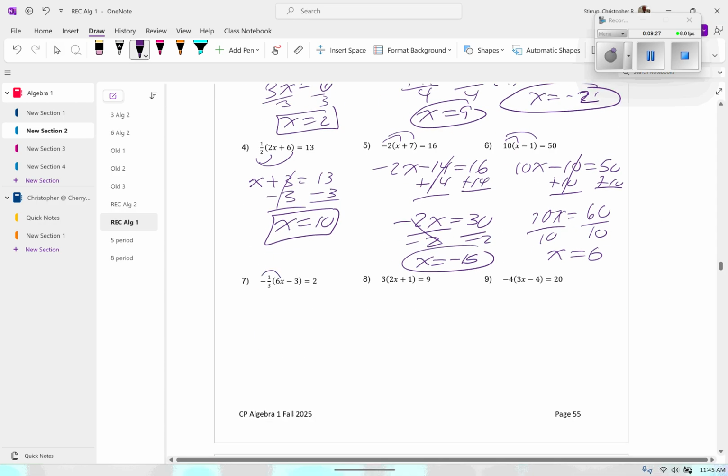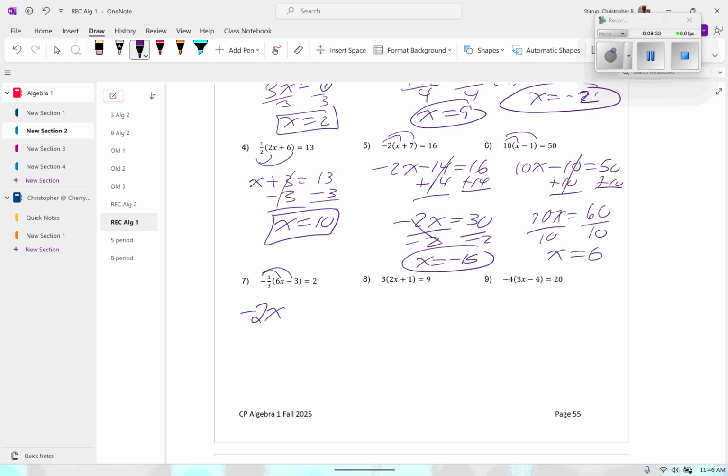Okay, what is 1/3? How many times 3 going to 6? Goes twice, and there's a negative because of negative. And then negative, 1/3 of 3 is 1, so that's going to be plus 1 equals 2. Those cancel, so negative 2x is equal to 1. Divide each side by negative 2.